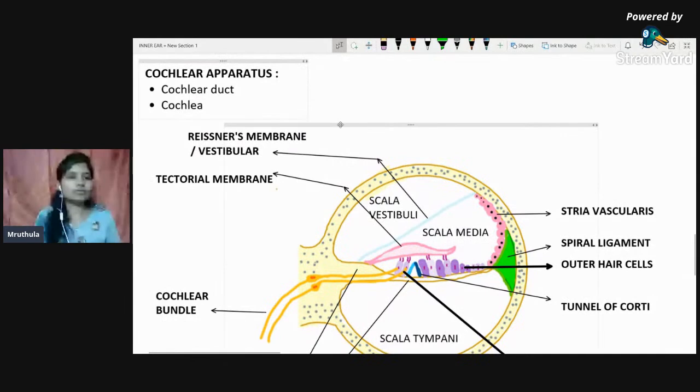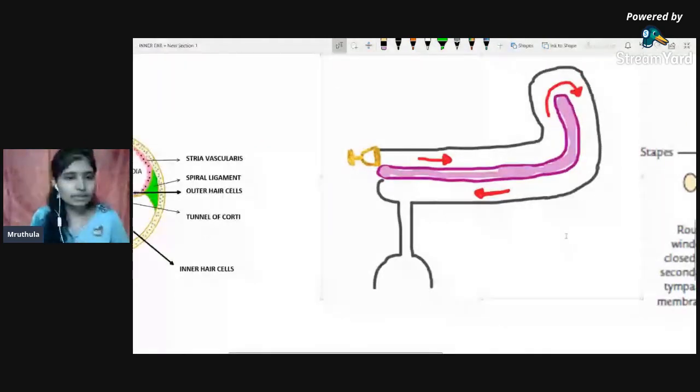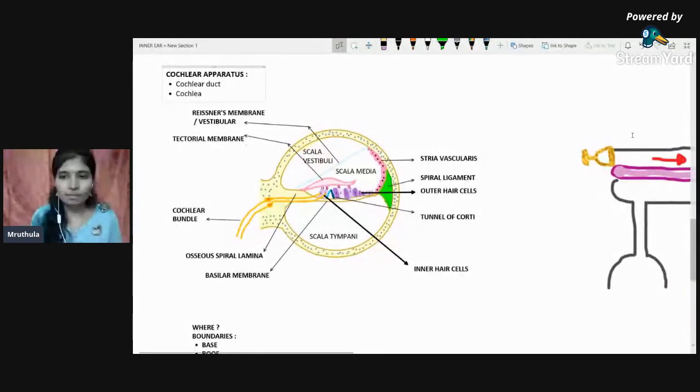The cochlear apparatus includes the cochlear duct, which is a part of the membranous labyrinth, and the cochlea, which is a part of the bony labyrinth. What you're seeing right now on the screen is the cross section of the cochlear duct. Before explaining, I would like to talk about the cochlear structure per se. The cochlea, as we saw in the previous diagrams, is a snail-like structure, which means it is a coiled one. Actually, the cochlea is a tube which contains 3 compartments or components.